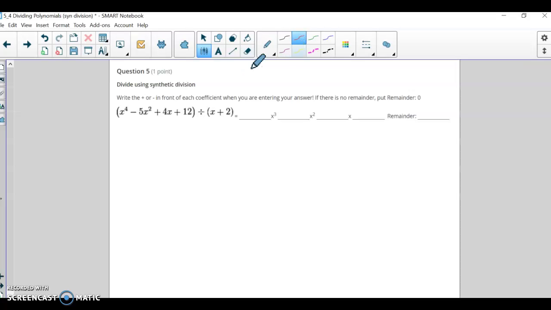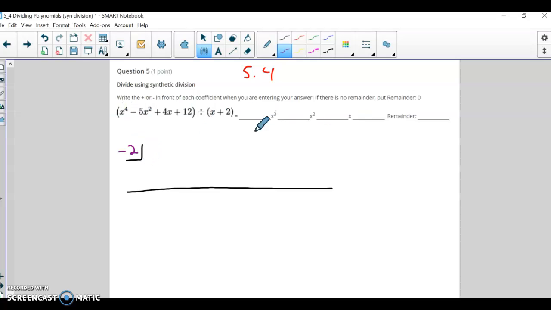All right, this video is to help with section 5.4, question number 5, doing some synthetic division. We're going to do our little setup where we draw the window and draw a long line. And remember, the answer goes in the window. So if I set this thing to 0 and solved it, I would get an answer of -2. So I'm going to put that in the window.